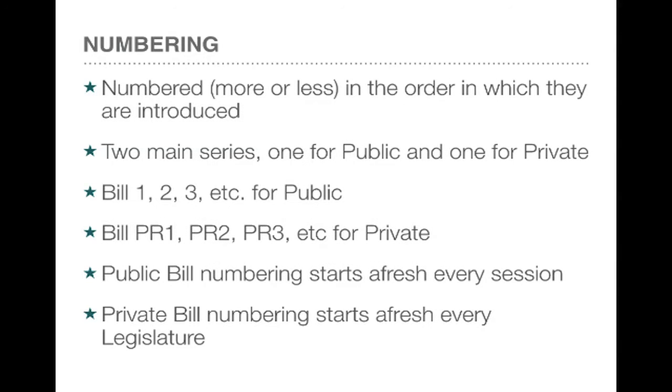Bills here in Ontario are introduced in the Legislative Assembly, and they're numbered sequentially by type of bill in the order in which they are introduced. The numbering starts afresh for public bills every session and for private bills every legislature, so you therefore need to know the session when researching a bill. But normally you'll have a rough date and or a general topic to help you to identify the legislature and the session.